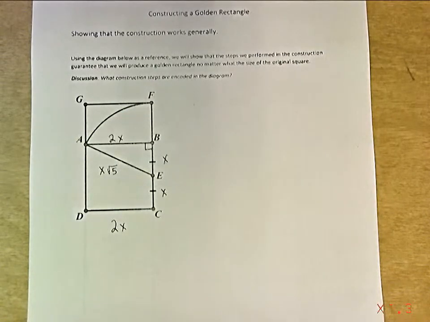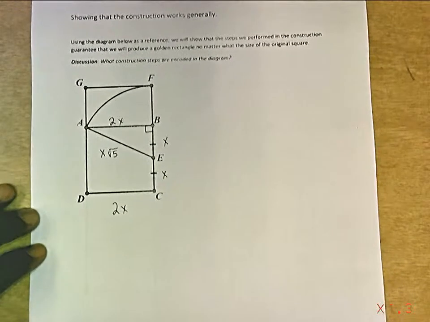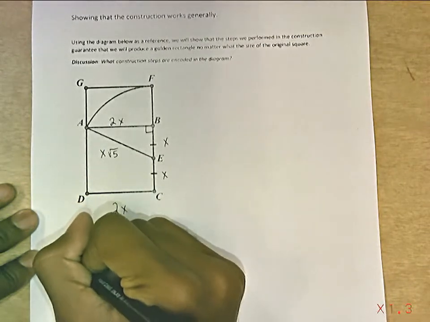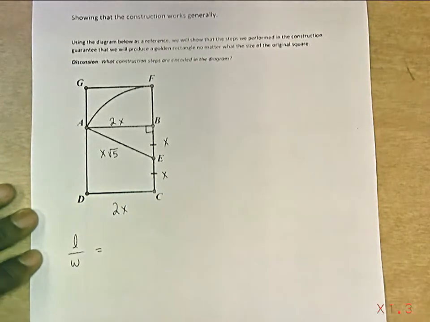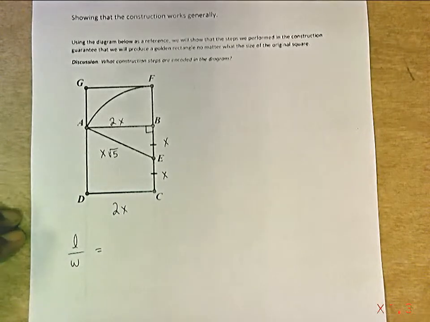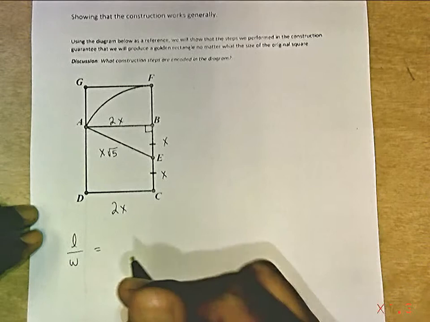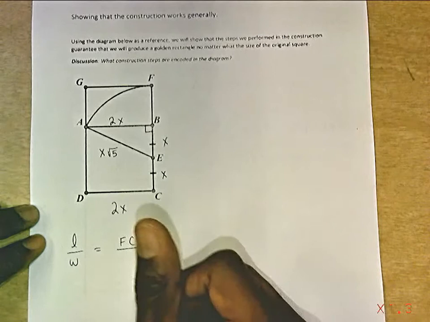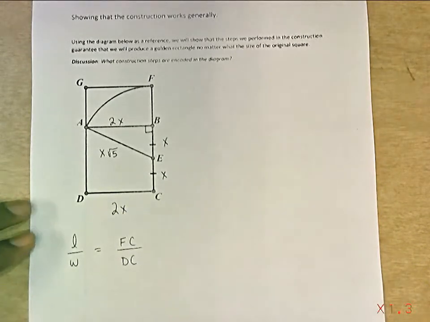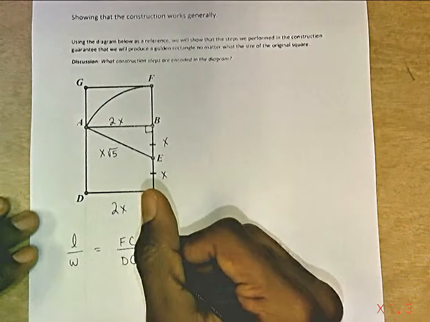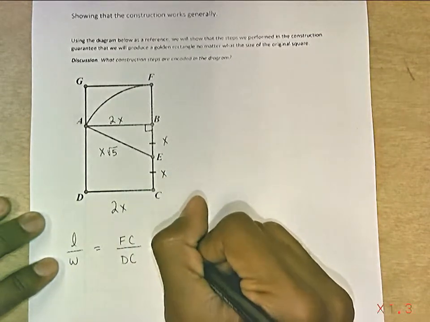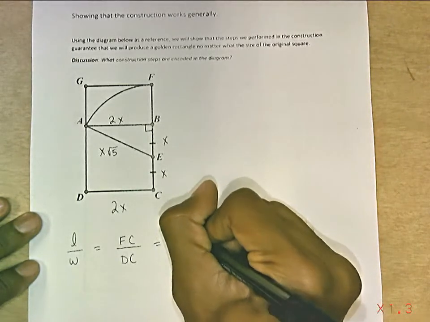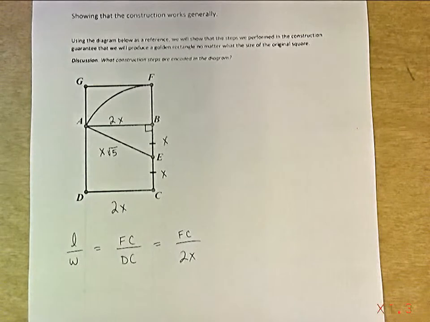We'd also want to reiterate what the goal state is. The goal state is to know what length divided by width is, and in our context with the big rectangle, the length over the width would be segment FC over segment DC. That's what we're working towards, and we already know that segment DC has been denoted 2x, so that'll be 2x. So the real question is, how do we figure out what FC is in terms of x? We'll start doing that.